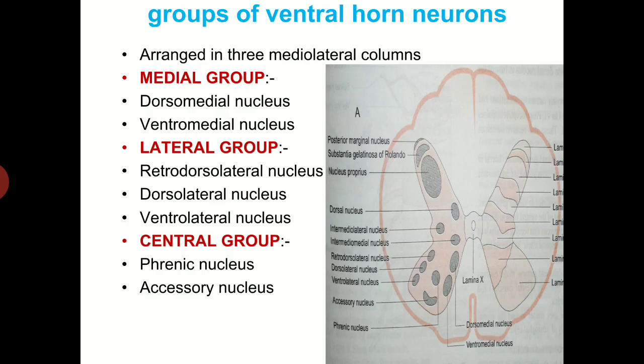Group of ventral horn neurons arranged in three mediolateral columns. Medial group: dorsomedial and ventromedial. Lateral group: retrodorsolateral, dorsolateral and ventrolateral nucleus. Central group: phrenic nucleus and accessory nucleus.